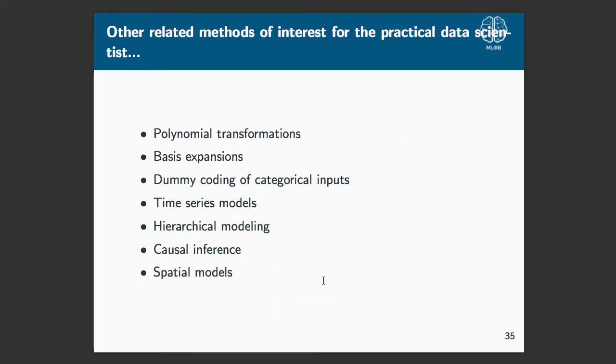So other things that I thought would be interesting for you guys to be aware of as practical data scientists. I'm not going to talk about these, but I just wanted to tell you things that I've done that have been very useful and good to know. So polynomial transformations. Sometimes taking the square or the cube of my input data is more beneficial. Basis expansions, I can define my regression model in terms of an orthogonal basis. It's cool, it's useful, don't worry about it if you don't understand it. Dummy coding of categorical inputs. You should know how to input categorical variables into your model by doing dummy encoding.